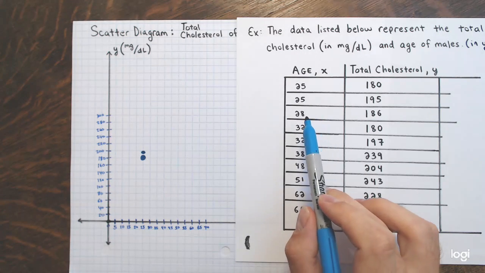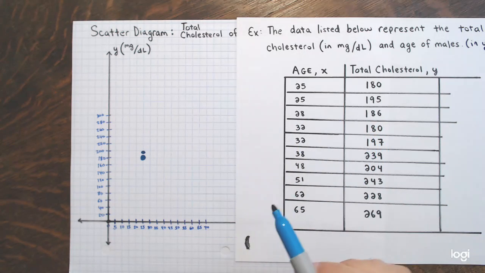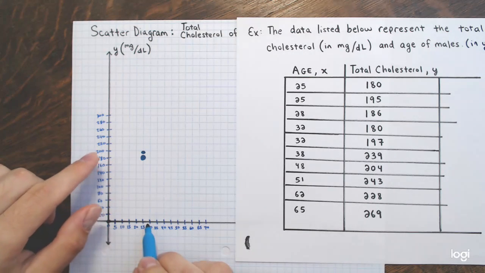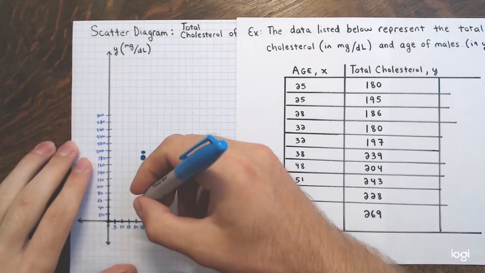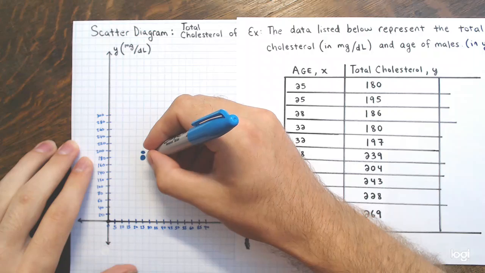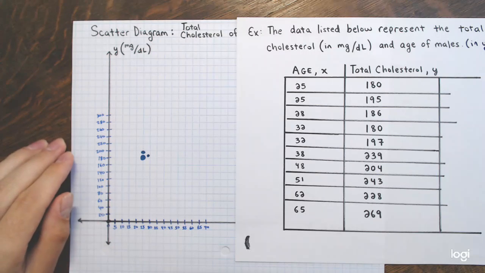All right, the next male, 28 years old, 186 total cholesterol. All right, so 28. That's between 25 and 30 here, and it'll be closer to 30. And then, so I'm at 28 years old, and then 186, which is again between 180 and 200, but closer to 180. So a little closer to 30, 28 years old, and then 186, a little closer to 180. There's another dot right there. Okay, so 3 dots for 3 people, 3 points.